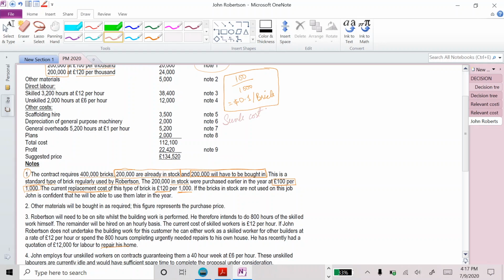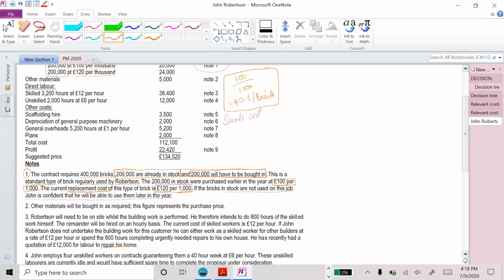So which cost is going to be relevant? This 120 per thousand is going to be relevant because this is a cost which the company may bear in future if the company tries to buy the material, right? If the bricks in stock are not used on this job, John is confident that he will be able to use them later in the year. So John can use these bricks later in the year.